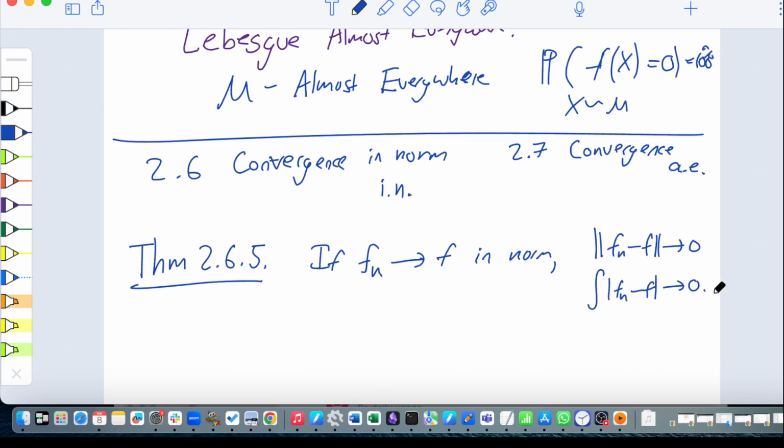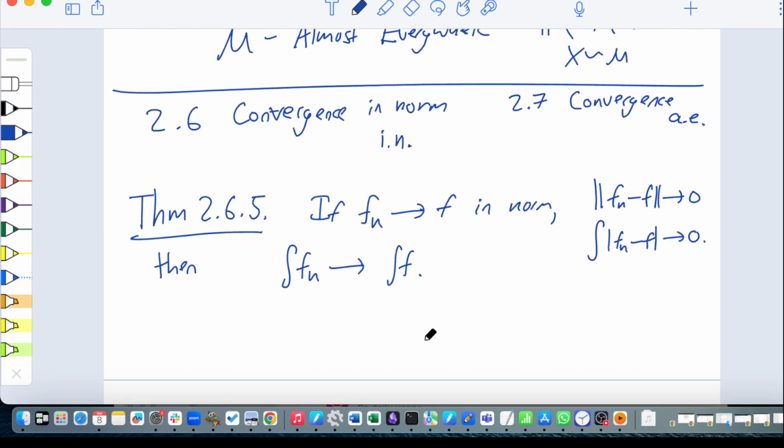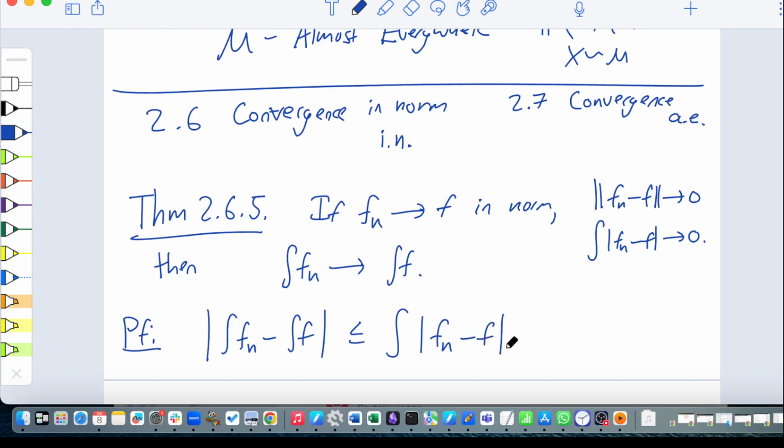Then what? Then the integral of fn converges to the integral of f, which is a nice property. So if they're converging, their integrals as numbers also converge. And the proof is very simple. It's like a one-liner, just by triangle inequality, which we've done many versions of so far. If you look at the difference of the integrals of fn and f, that is less than or equal to the integral of the absolute value of fn minus f. This is exactly one of the inequalities we proved along our journey to defining all this stuff about the Lebesgue integral.